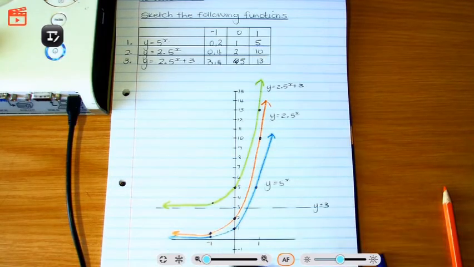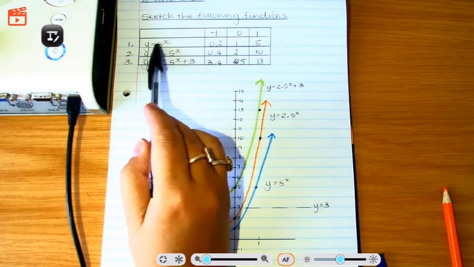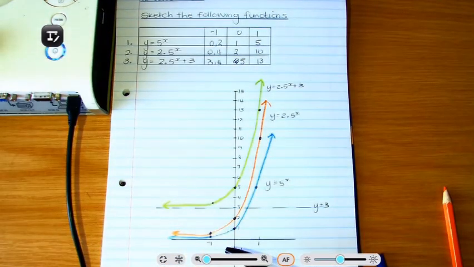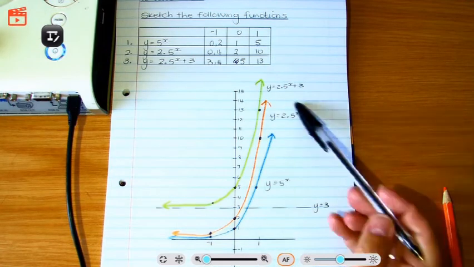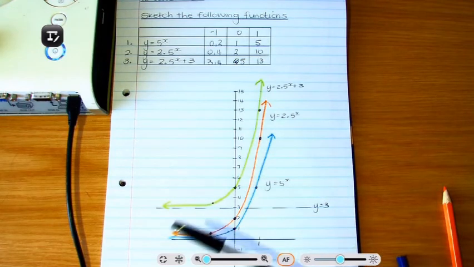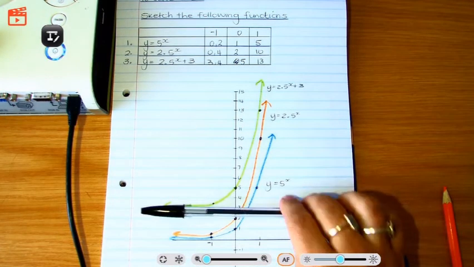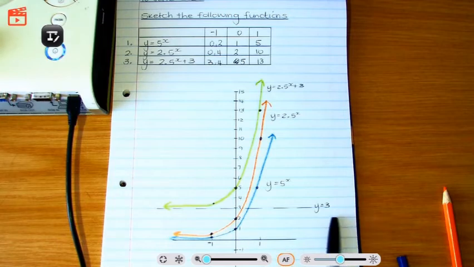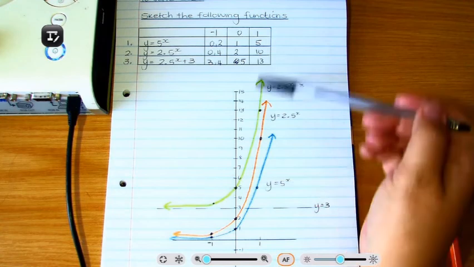You can see that the B value is 5. So 5 is greater than 1, yes, and it's positive, so it falls in our first quadrant. And then the Q value shifts my graph up 3 places. I indicate it with the asymptote, y is equal to 3, and it shifts up my whole graph 3 spaces.